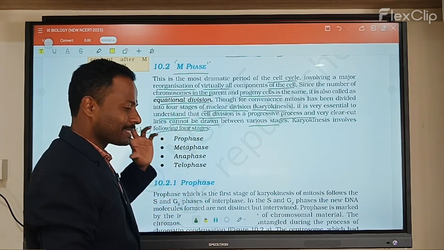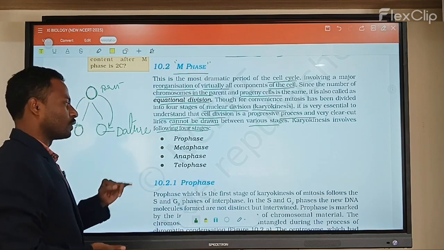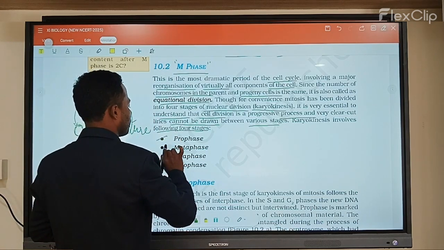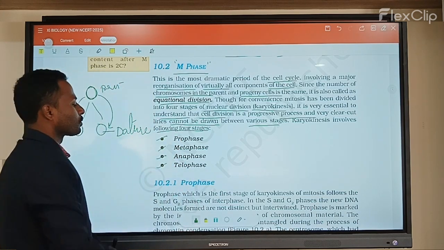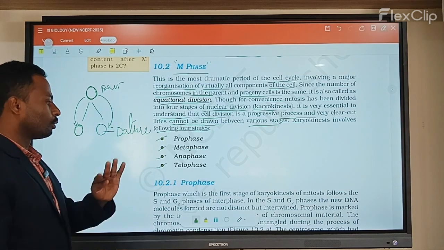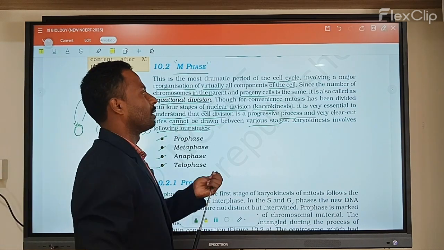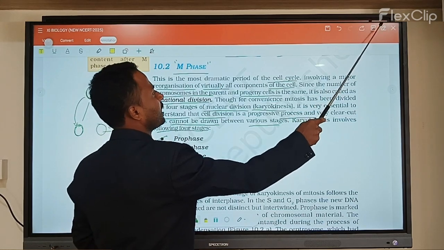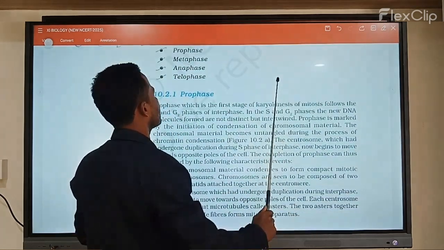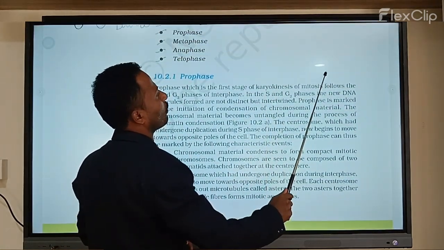Now this karyokinesis is again divided into four steps. The first one is prophase, then metaphase, anaphase, and then telophase. How many phases are there? Four phases. Now we will discuss them one by one. First we will discuss prophase.